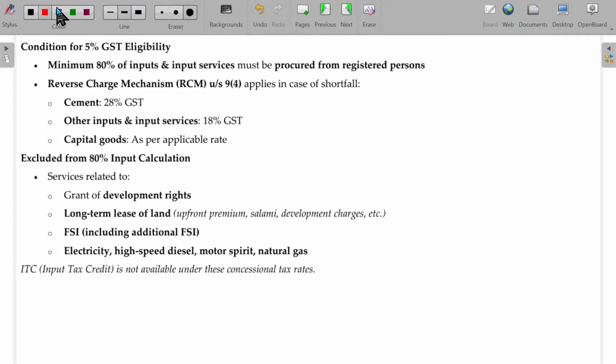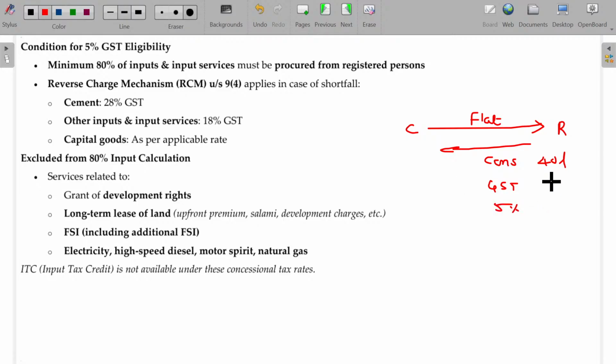Now, while supplying, you are constructing and supplying the flats. While supplying the flats, contractor as well as recipient, you construct the flats and supply the flats. Clear? And for this consideration, probably 40 lakhs, and GST collected on this being 5%, 2 lakhs. 2 lakhs should be the GST. Clear?